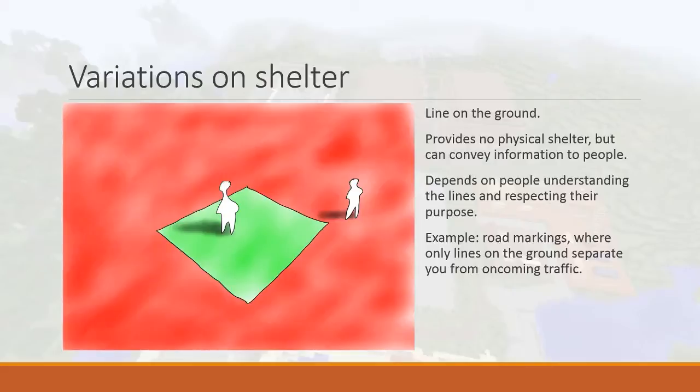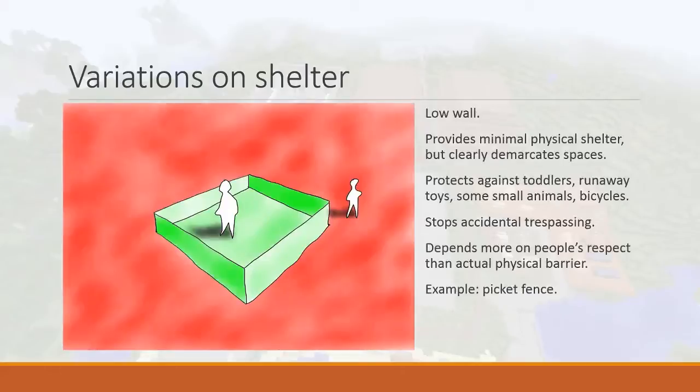It doesn't do much, but it can be quite significant in the kind of shelter that it affords, as long as people respect it. So, slightly more shelter. Here we have an example of a low wall. The person inside the green square is still not all that separated from the guy on the outside. So it's fairly minimal shelter.